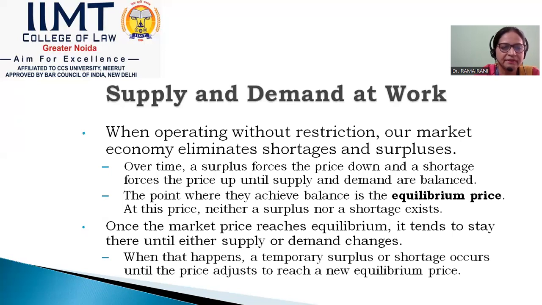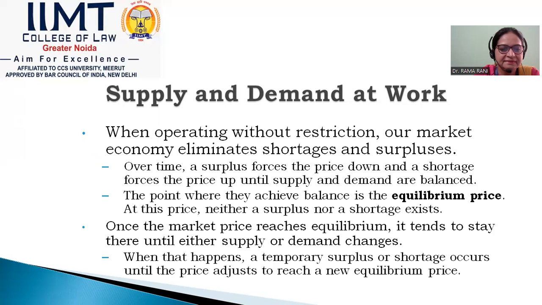When operating without restrictions, our market economy eliminates shortages and surpluses. Over time, a surplus forces the price down and a shortage forces the price up until supply and demand are balanced. The point where they achieve balance is the equilibrium price. At this price, neither a surplus nor a shortage exists.